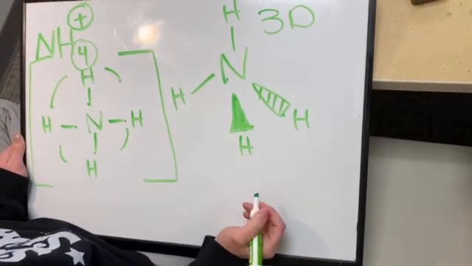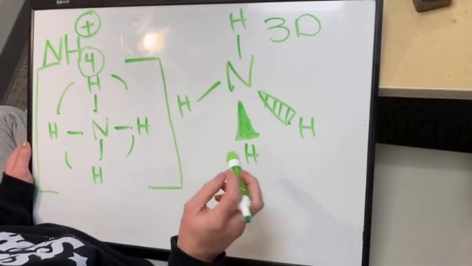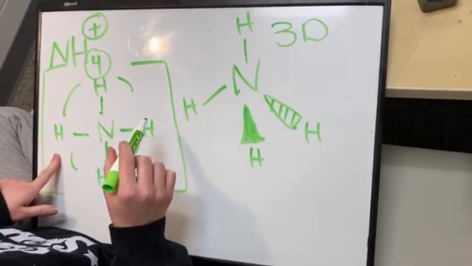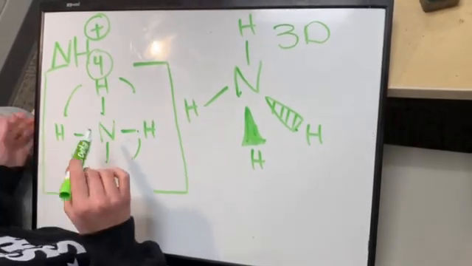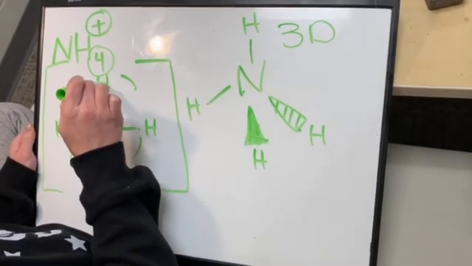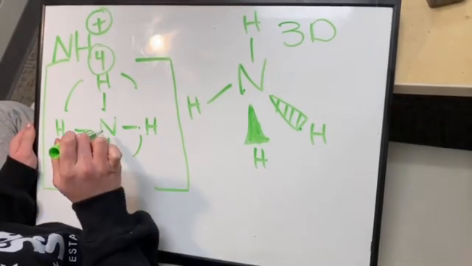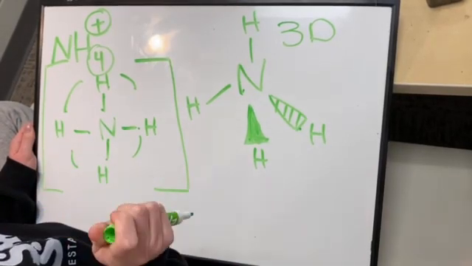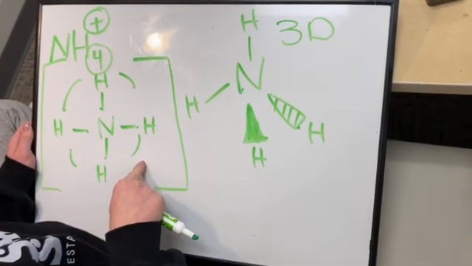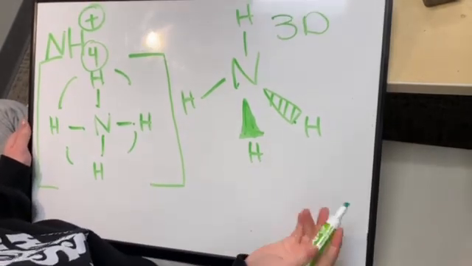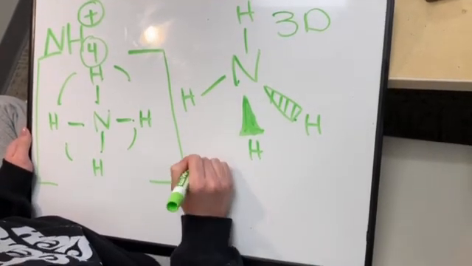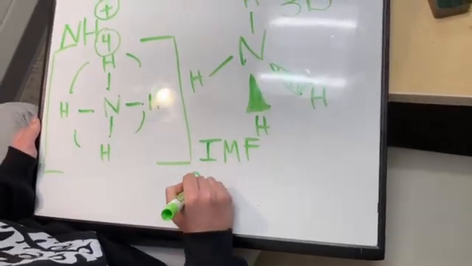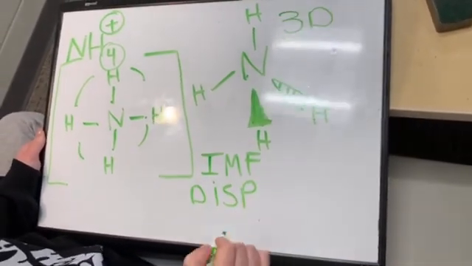Next, we have to determine if it's polar or nonpolar. This is going to be nonpolar because all the hydrogen have the same electronegativity, and all of these hydrogen are pulling on nitrogen equally, with the same amount of energy. Next, we just have our IMF, which is going to be DISP, which means dispersion.